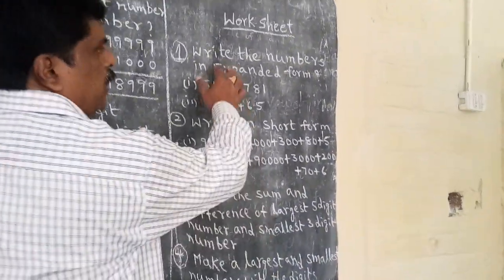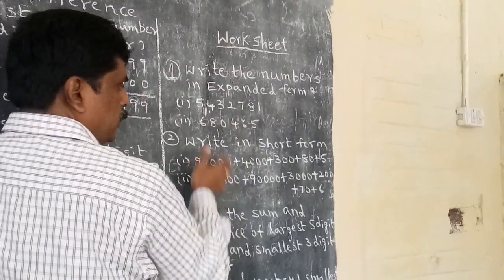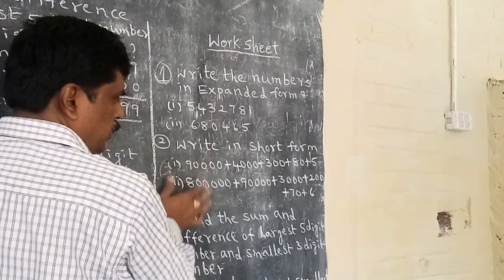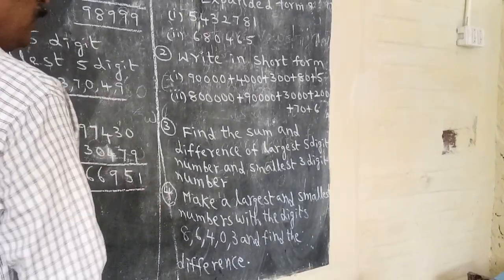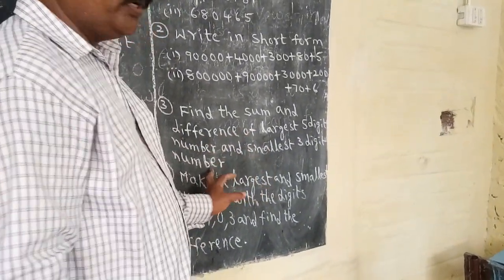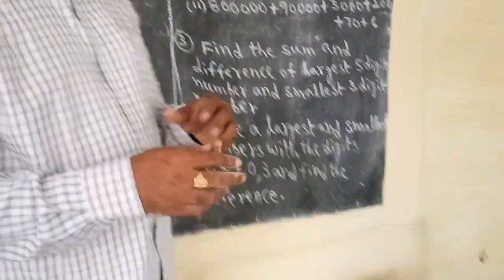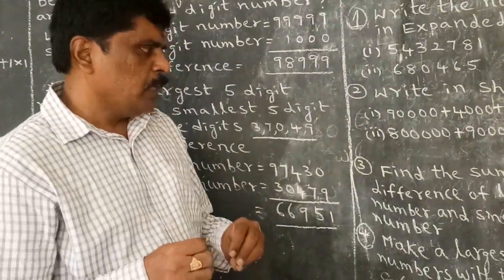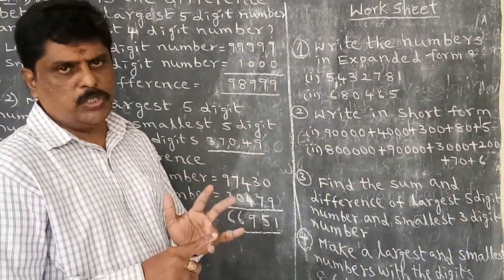Here is a worksheet given for you. Write the numbers in expanded form. I have to write these two sums in expanded form, and another sum is to write in short form. You have to write the short form for these two sums. The third sum is: find the sum and difference of the largest 5-digit number and the smallest 3-digit number. You have to write the largest 5-digit number and the smallest 3-digit number, sum them up, and find the sum and also the difference.